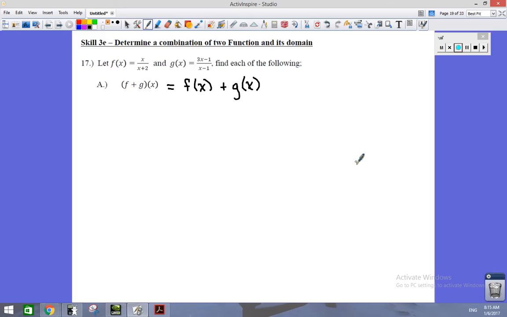So now, through substitution, I'm going to take this first function, that first term, and add the second function. So when I look at x over x plus 2, I'm going to add it to this 3x minus 1 over x minus 1. Now, they expect me, if I'm given two fractions, to add them together to just have a single fraction.